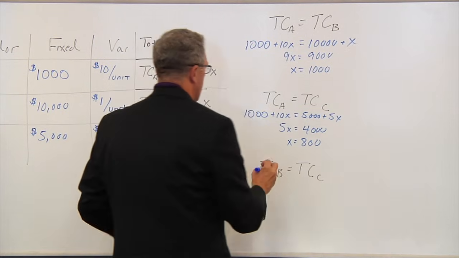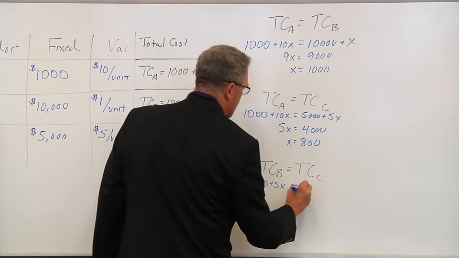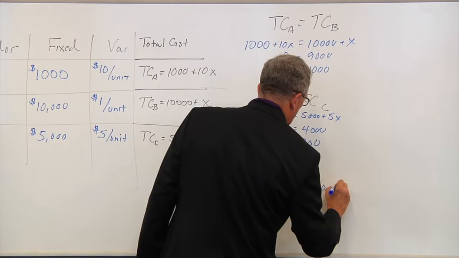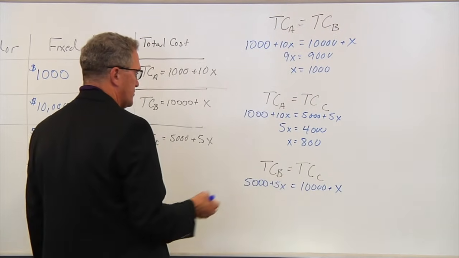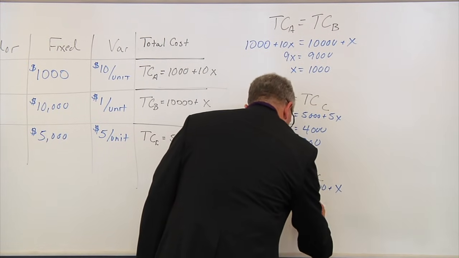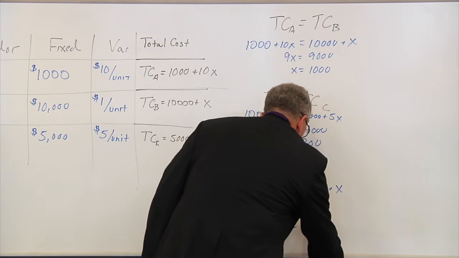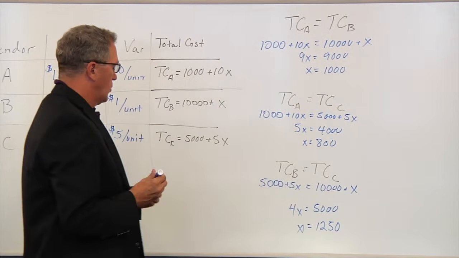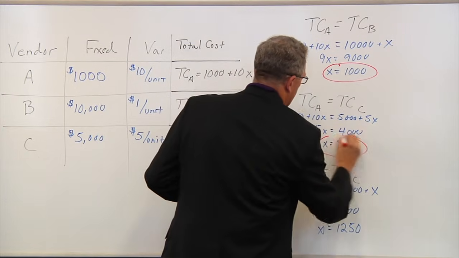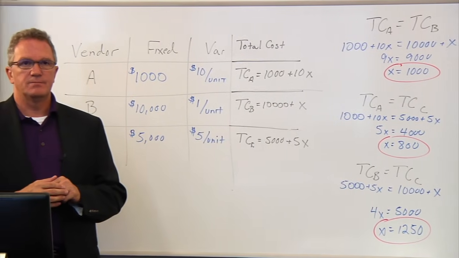Same thing for B and C. B is again $5,000 plus 5 times the quantity. C is $10,000 plus 1 times the quantity. Go through and do some math here. We end up with 4x equals 5,000. X equals 1,250 units. What we've done now is we have identified all of our indifference points. We have indifference points at 800, 1,000, and 1,250.